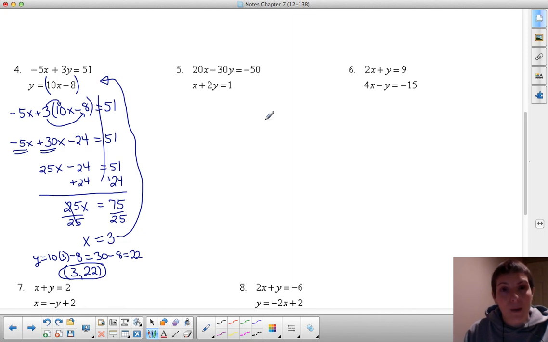Now, when we get to problem number 5, the first thing I hope you see about this is that when we look at the first equation, it's not x equals or y equals. And the second equation is not x equals or y equals. I have a feeling this video is starting to run a little long, so I'm going to start with that in the next video.